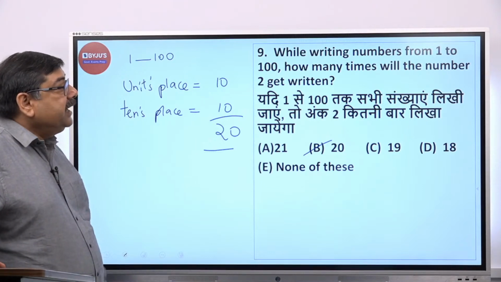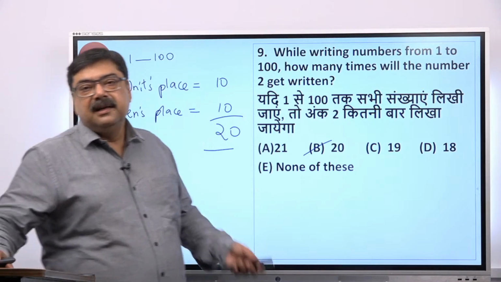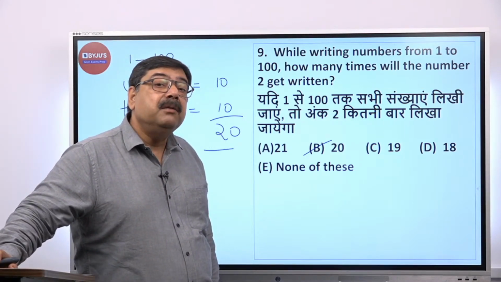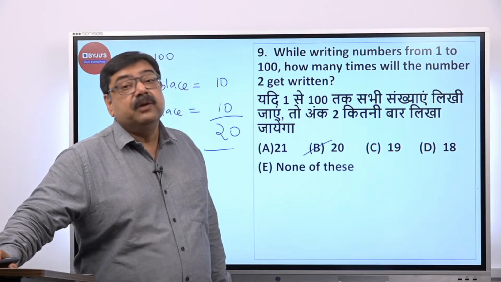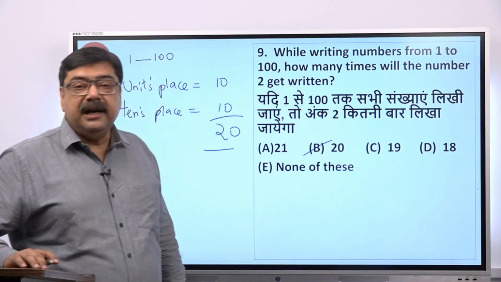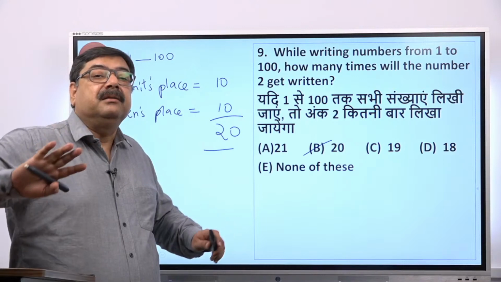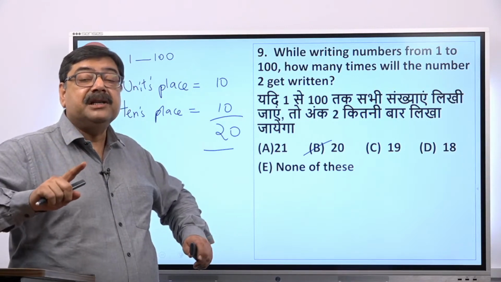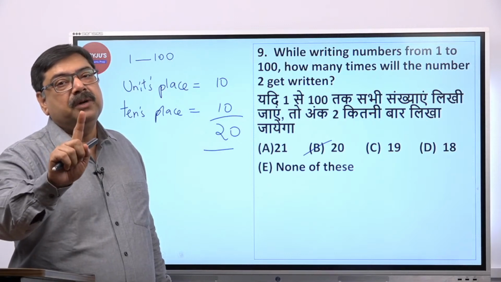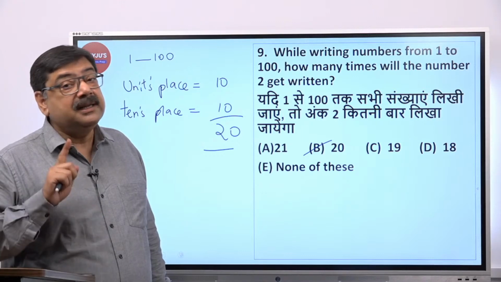Alright. Now he is not asking you in how many numbers the number 2 will be written. If that would have been the question, then our answer here will be 19. I repeat, if the question would have been in how many numbers from 1 to 100 the digit 2 will appear, then 22 is only one number, so it will be counted only once. Then your answer will be 20 minus 1, that is 19.